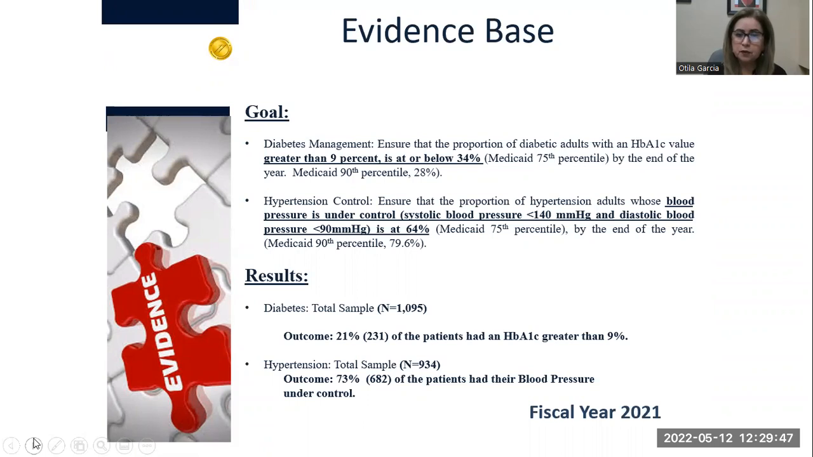And with regards to hypertension control, the goal is to ensure that the proportion of hypertensive adults whose blood pressure is under control is above the 75th Medicaid percentile, and the outcome for us was 64%. The results were based on a total sample of 1,095 patients diagnosed with diabetes that participated in the program, and 20% of them, of the 1,095, had an A1C higher than 9, which is 231 patients. And in regards to hypertension, the total sample was 934 participants.